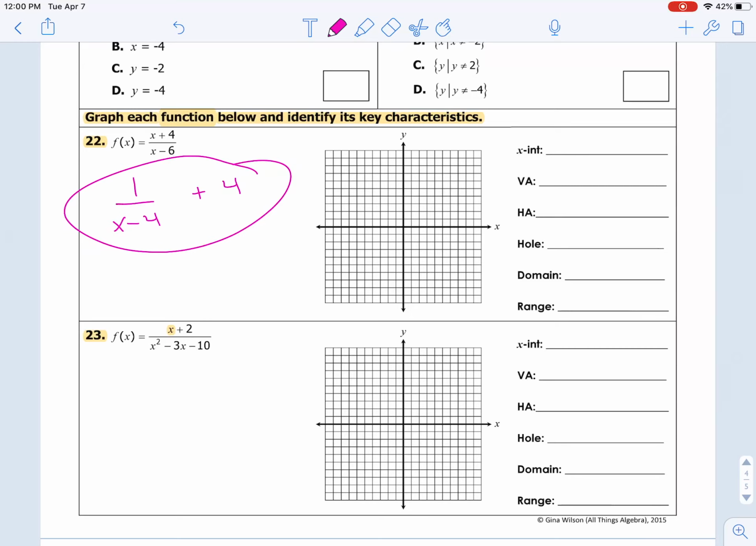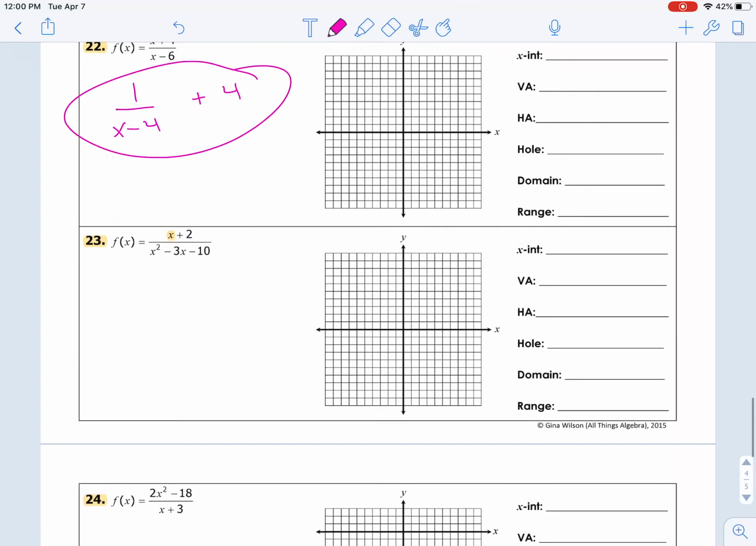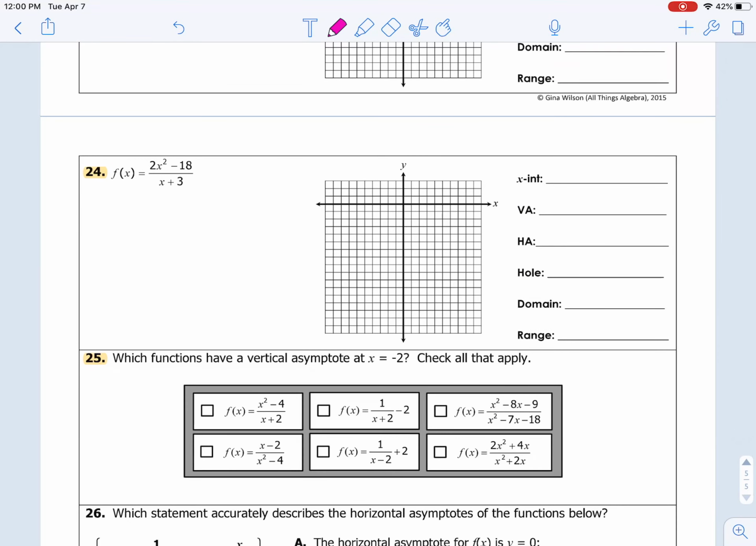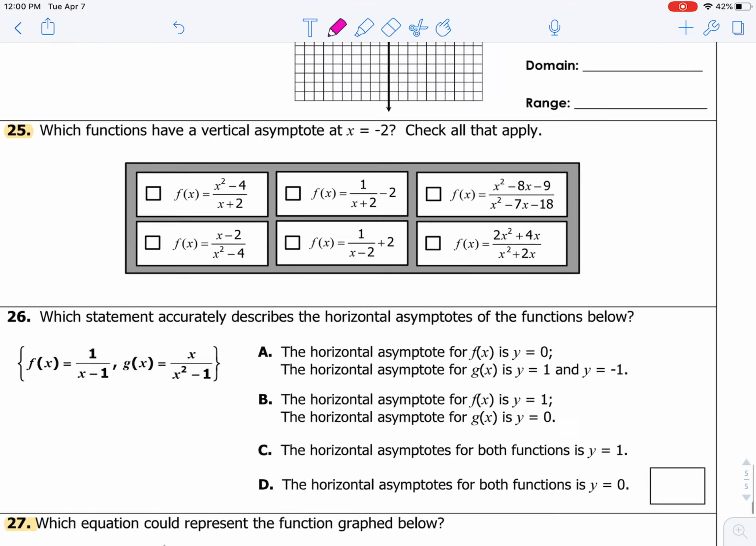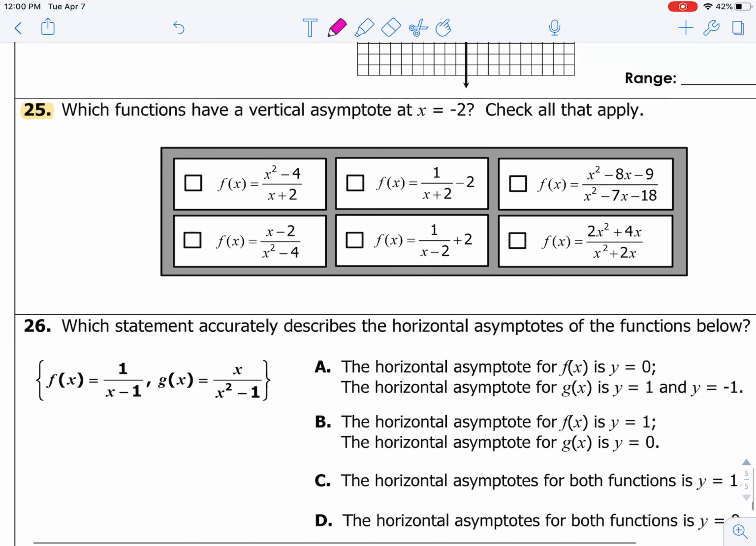It is going to be proper because the degree of the top is smaller than the degree of the bottom, and we just need to follow those rules. Same thing with 24, but this one is going to be improper. And then the reason why I marked off 25 is because most of these are good. Okay, like this is the kind of stuff that was on the test, right? All of these kind, okay?